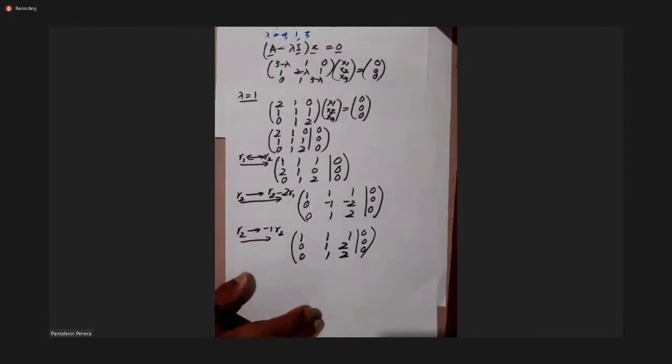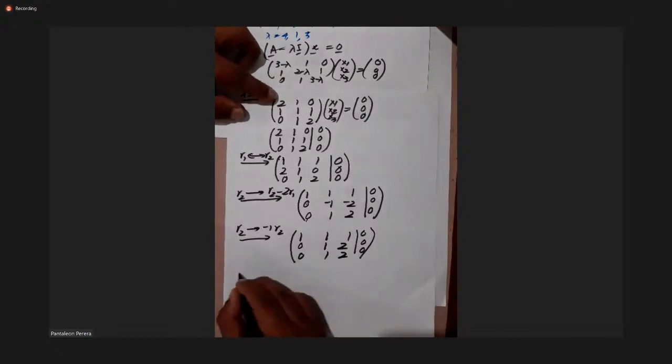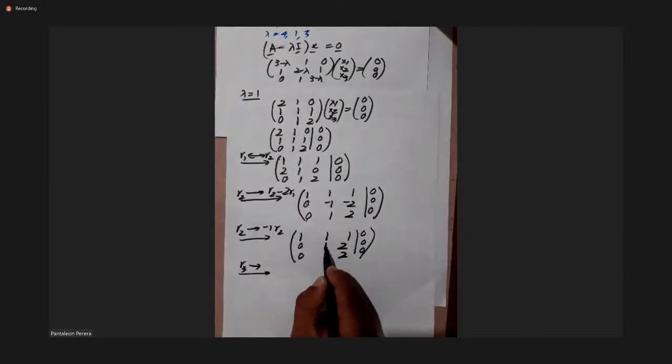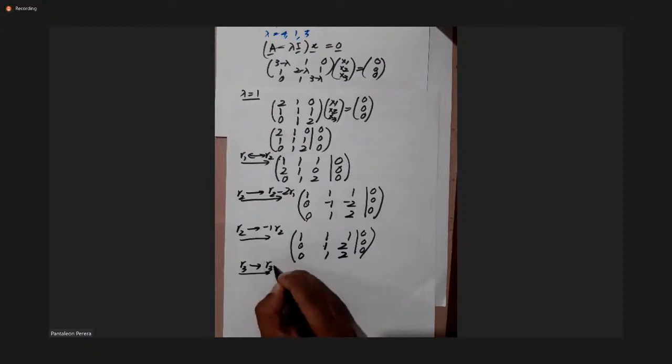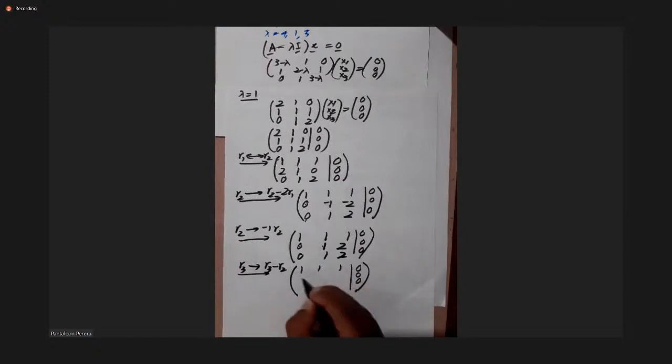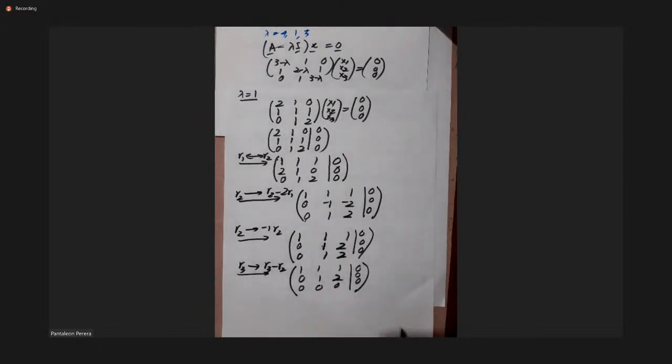Right? Now, next step, I get the answer. Now, I change R3, because when the first non-zero element is 1 here, you make all the elements below that 0. So R3 minus R2: 1, 1, 1, 0, 1, 2. When you subtract R2 from R3, you get this one. Now, we have a problem.